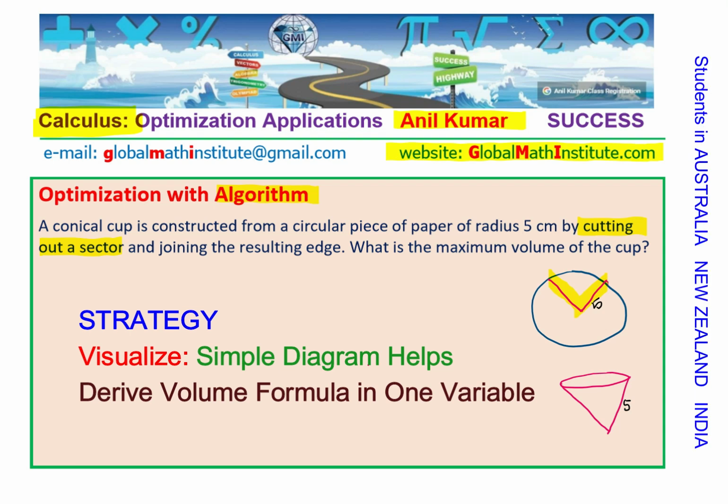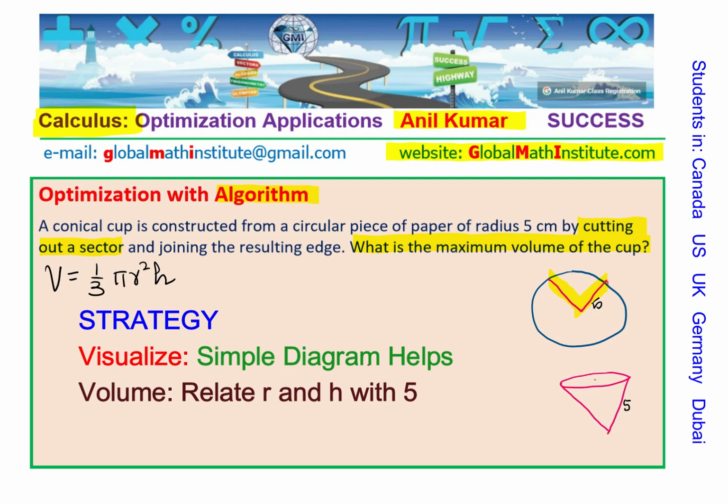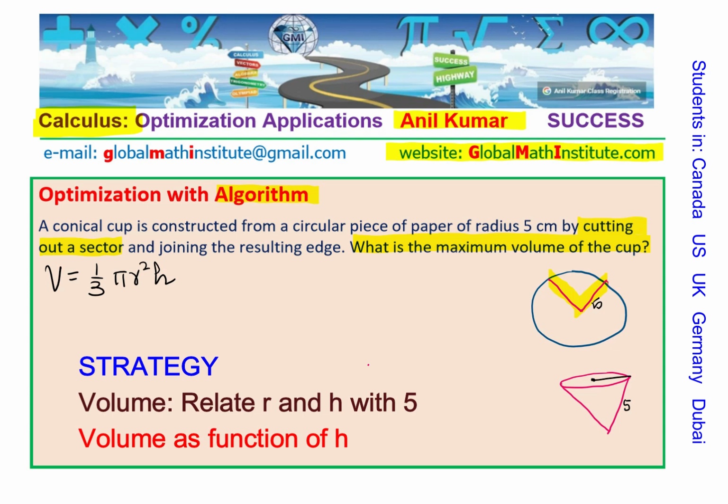Now, it says, what is the maximum volume of the cup? So, we need to maximize the volume. Okay, so what is volume for us? Volume will be 1/3 pi r square h. Now, we don't know r and h. We know 5, right? So, let's find what r and h are. These are the two things which we need to figure out, r and h.